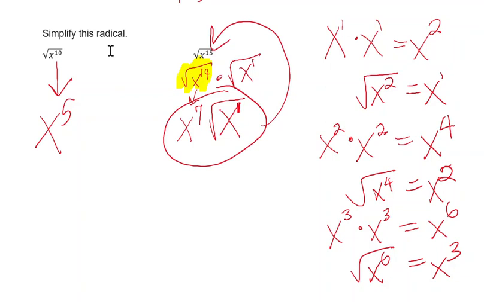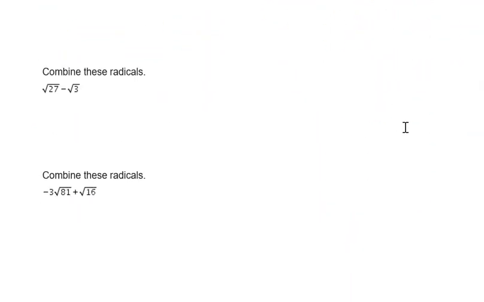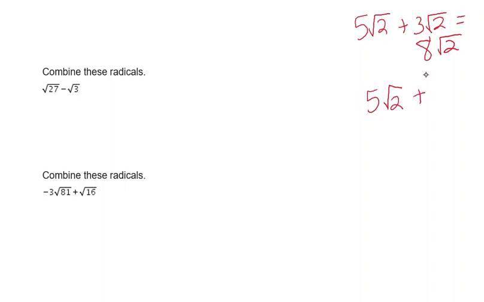Simplifying is very important for adding and subtracting, because the one thing that you're going to want to do is just to add and subtract the numbers, but that's not okay. You have to have the same radicand, meaning you have to have the same inside number. So you could add something like 5 square root 2 plus 3 square root 2 equals 8 square root 2. You cannot add 5 square root 2 plus 3 square root 5.